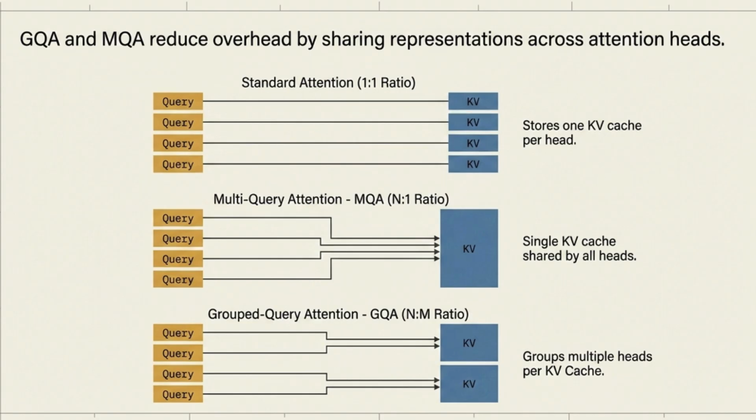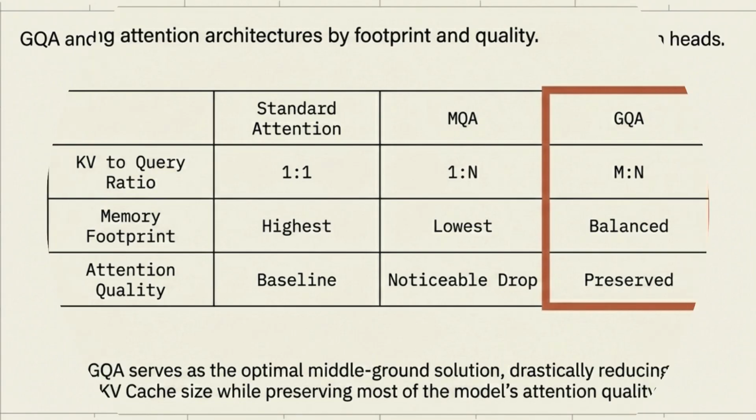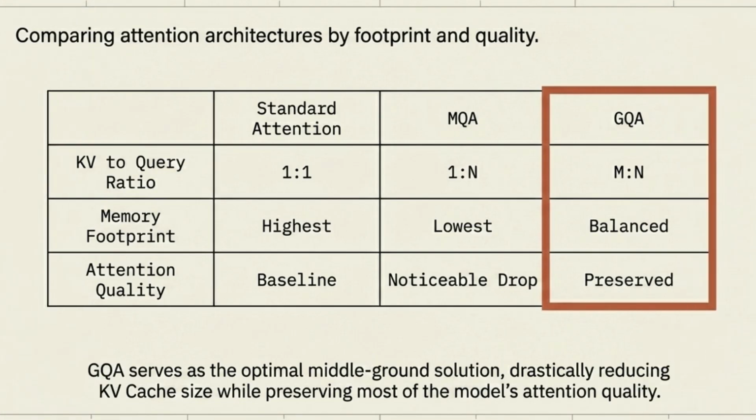And this table is really the punchline for that whole architectural discussion, right? Standard attention, 1 to 1 KV to query ratio. Highest footprint, baseline quality. MQA, 1 to N ratio. Lowest footprint, noticeable quality drop. GQA, M to N ratio. Balanced footprint, quality preserved. GQA is the optimal middle ground solution. Drastically reduces KV cache size while preserving most of the model's attention quality. That's the production winner. And that's the precise answer you give in an interview. Not just shared KV caches, but GQA specifically and why.